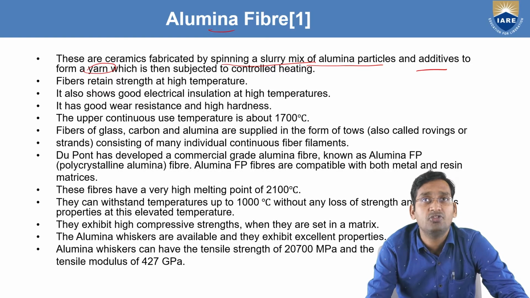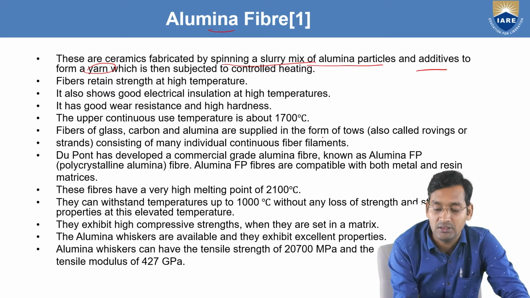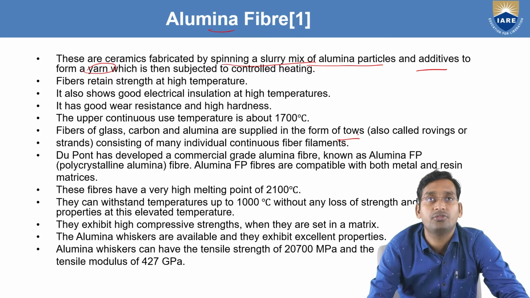The upper continuous use temperature is about 1700 degrees Celsius. So almost 1700 degrees Celsius we are using this. Fibers of glass, carbon and alumina are supplied in the form of tows, also called rovings or strands, consisting of many individual continuous fiber filaments. We had already seen tows, so they are supplied in the form of tows.